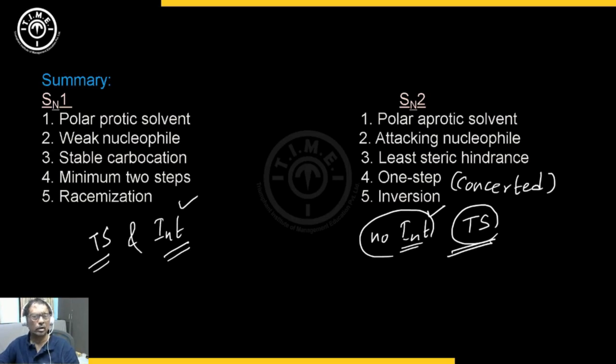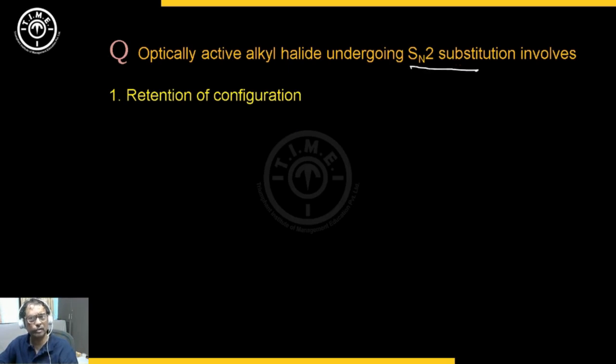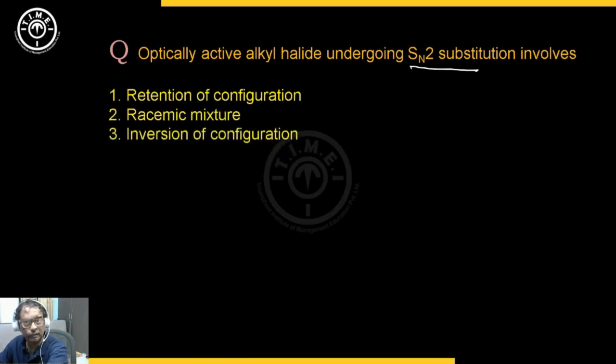Clear? So these are all the points of difference between SN1 and SN2. I hope it is clear. We have sufficiently done SN1 and SN2 reactions to enable us to check some questions which have come in previous years, CUET as well as JEE Main. The first question is, an optically active halide undergoing SN2 substitution involves what? Retention of configuration, racemic mixture, inversion of configuration, or formation of a carbocation.